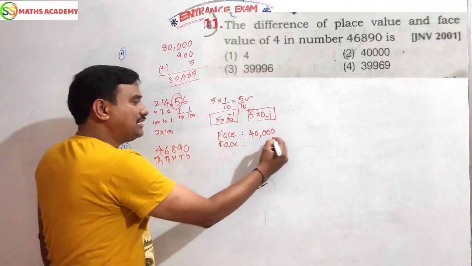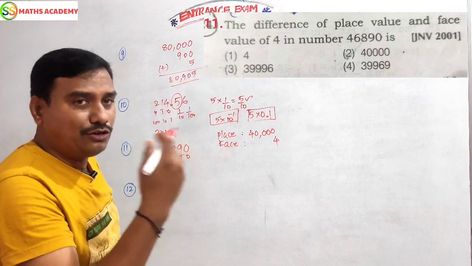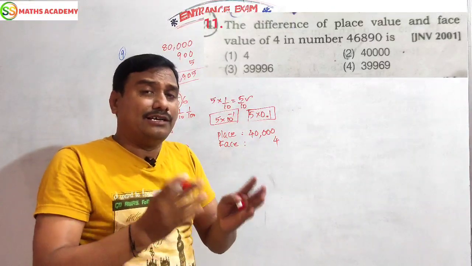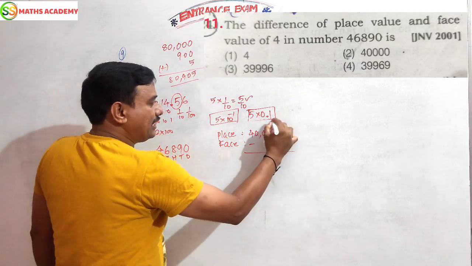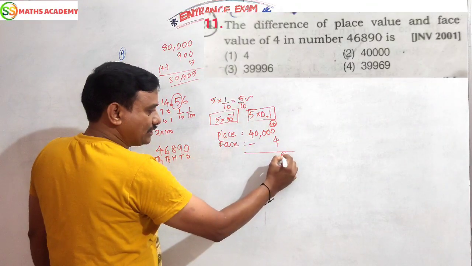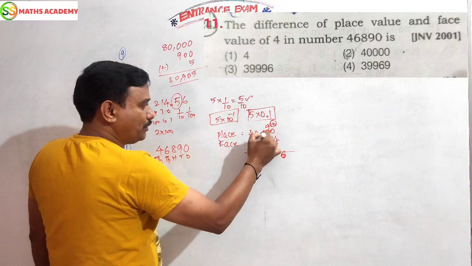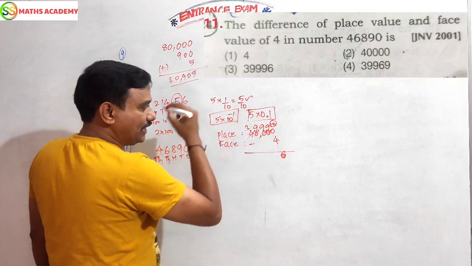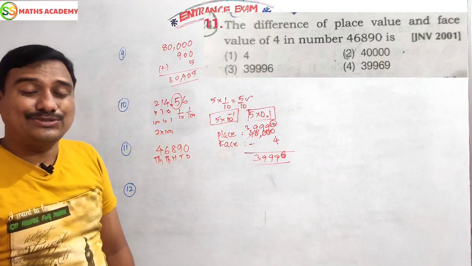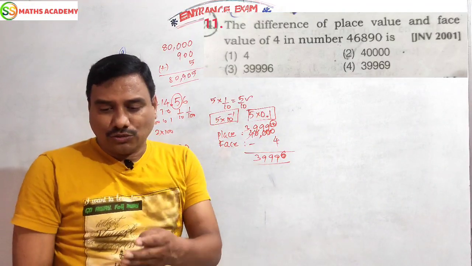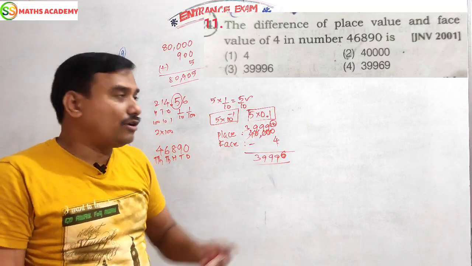And face means the same number will come. 1 will be 1, 2 will be 2, 100 will be 100. So that is the face value. He is asking the difference, which means minus. Carry 10, 10 minus 4, 6. The zeros become 9. Now 4 becomes 3. So 39,996 is the answer. Your answer will be the third option.